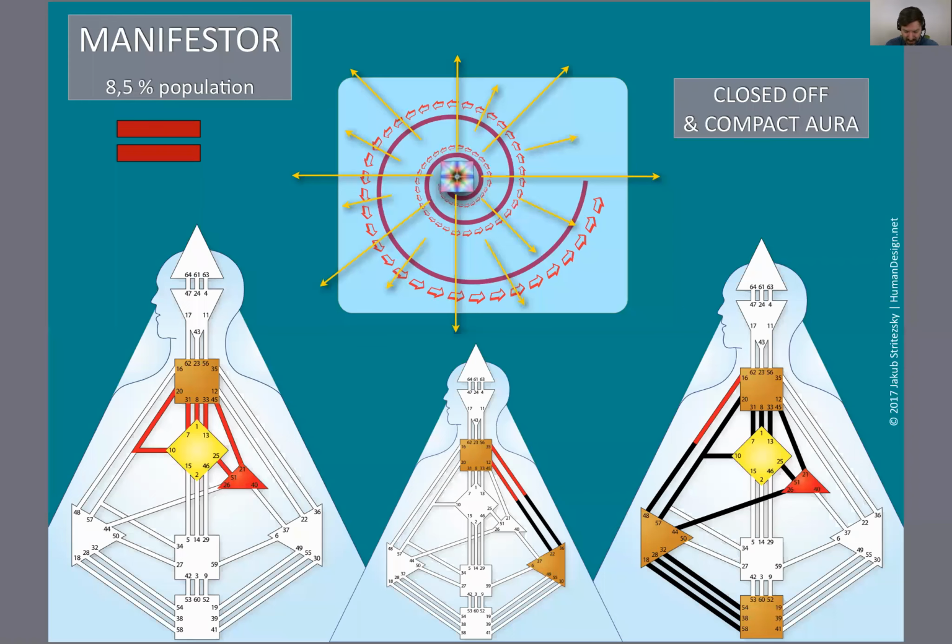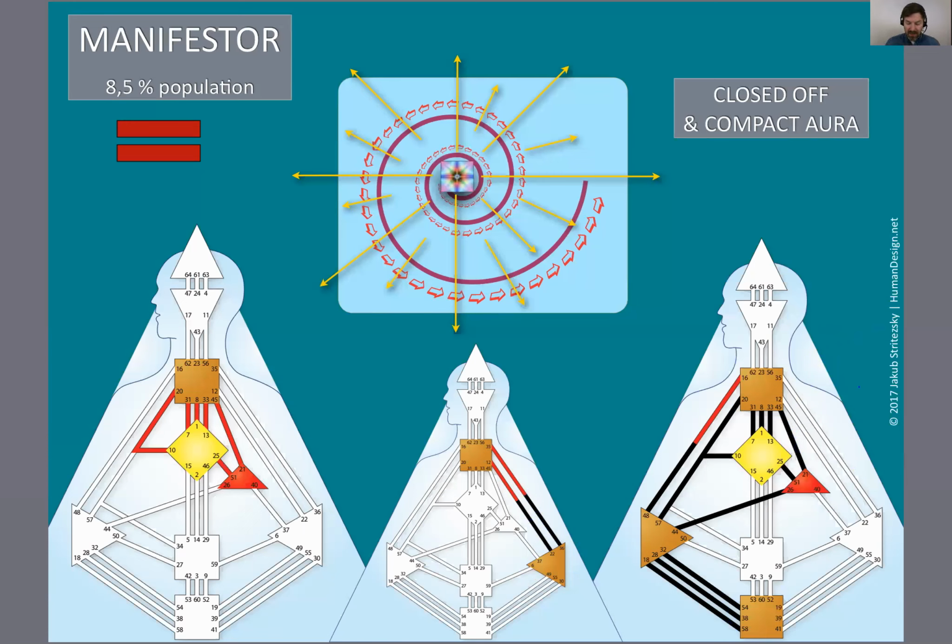Motor is one of these three centers in the case of a manifestor that needs to be connected to the throat, not sacral, obviously, because then we would be looking at the generator. And that's what makes a manifestor, where the source of energy is connected to the place where the energy can be immediately expressed by what we say, by what we do. This is what it means to manifest. Now, this can happen directly, as you can see here, from the ego directly to the throat, or from the solar plexus directly through these two other channels to the throat. So basically these three channels are what we call manifesting channels.